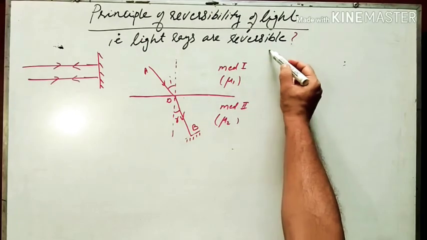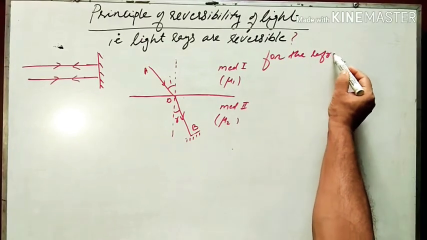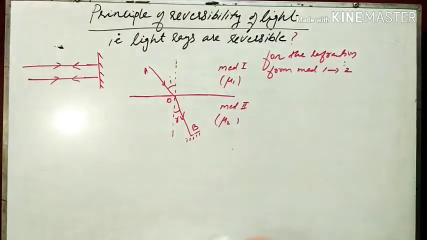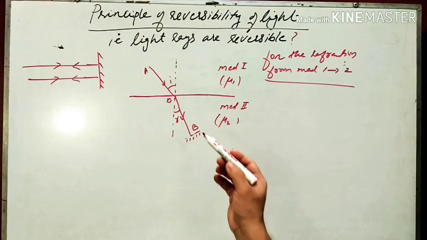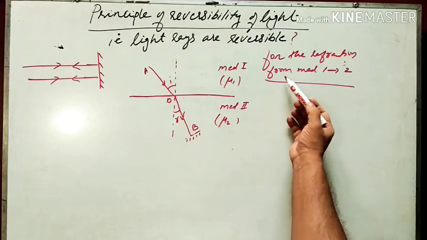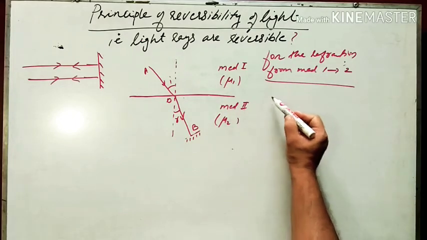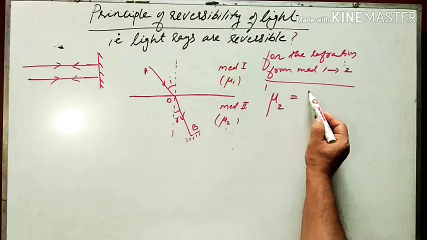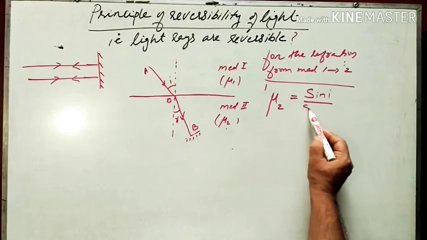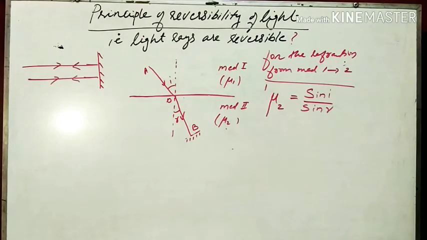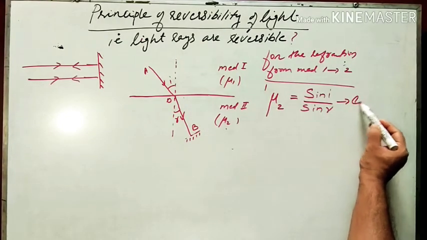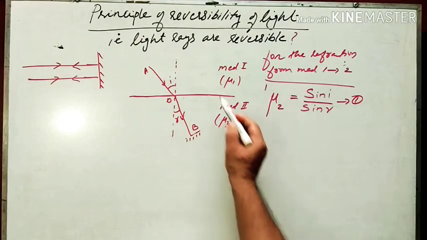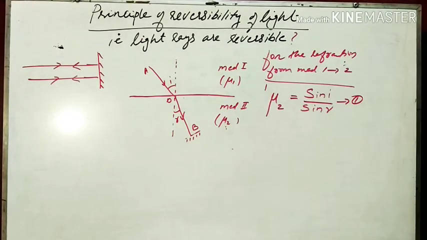Now what happens for the refraction from medium 1 to 2? Let us try to apply the principle of reversibility here, when the refraction is taking place from medium 1 to medium 2. I can write the refractive index using Snell's law: the refractive index of the second medium with respect to the first medium is sine of angle of incidence to sine of angle of refraction. This is for medium 1, equation number 1. We have expressed Snell's law, or the relative refractive index of medium 2 with respect to 1, as sine i to sine r.